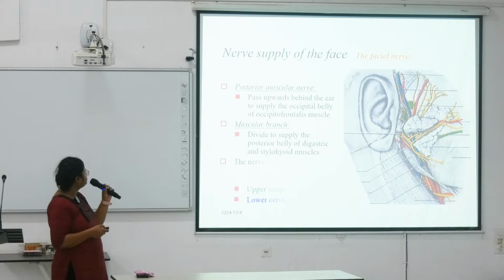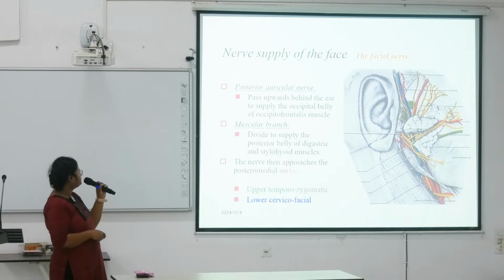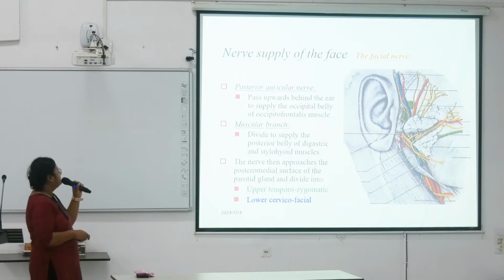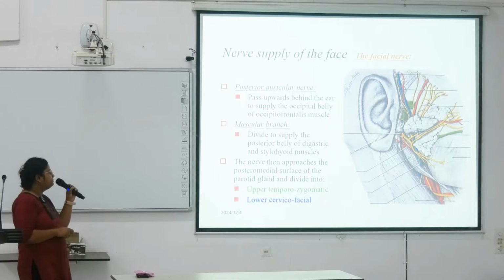Next. Okay, now it is giving the muscular branches. Divide to supply the posterior belly of the digastric and stylohyoid.